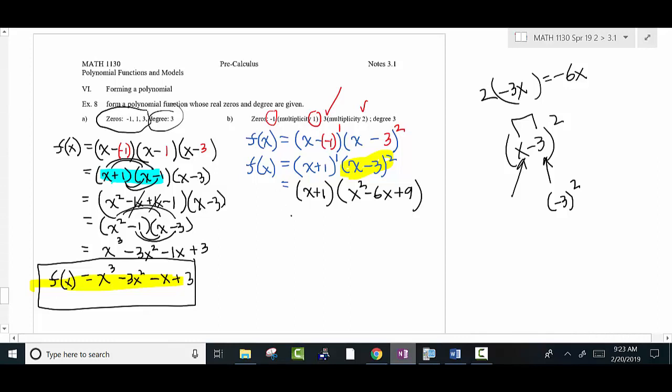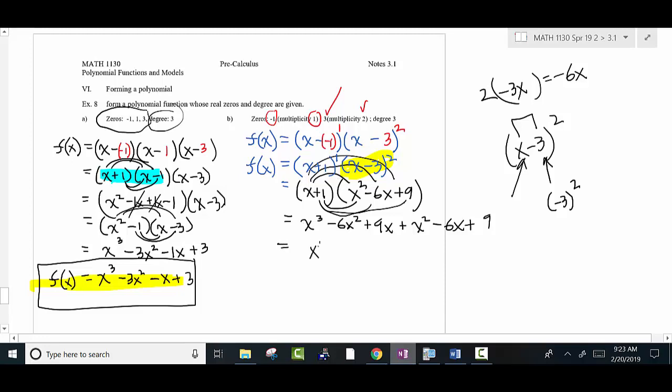Then we multiply this out. So we would have x times x squared is x to the 3rd. Then x times negative 6x is negative 6x squared. x times 9 is plus 9x. Then you start over again. 1 times x squared is x squared. 1 times negative 6x is negative 6x. And then 1 times 9 is plus 9. That's multiplying everything out, collecting like terms.